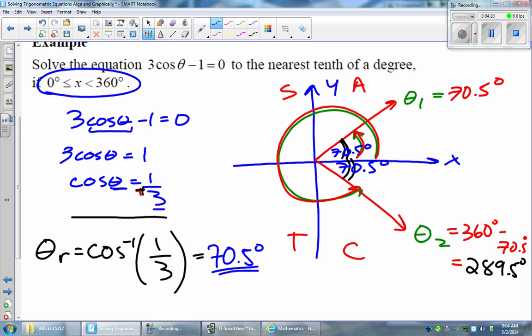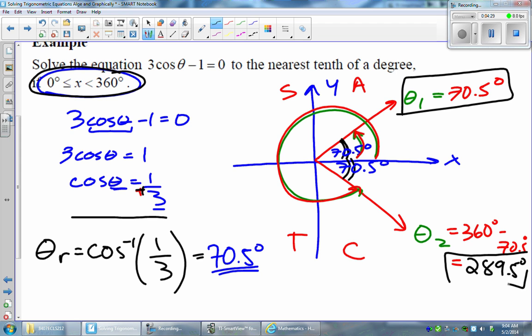Okay, so within the domain of 0 to 360, I have two solutions, one in the first quadrant, which was 70.5, and one in the fourth quadrant, which was 289.5 degrees. And that is it for that lesson.